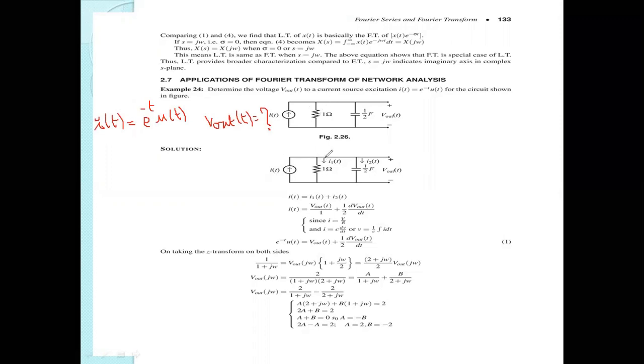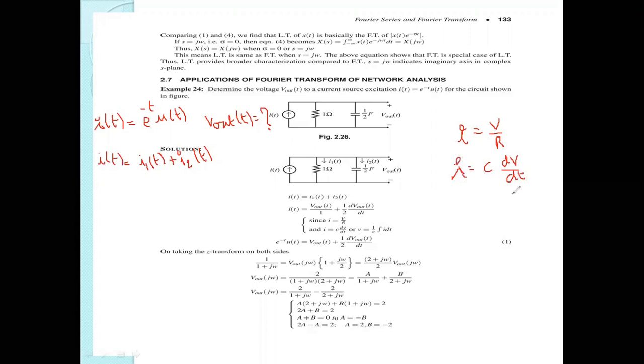See, the current I of t passes through this resistance and the capacitance also. So what is the equation? I of t is equal to I1 plus I2, I1 of t plus I2 of t. So what is the current in terms of the voltage? You know I is equal to V by R through the resistance, and I is equal to C into dV by dt, the current that passes through the capacitor C.